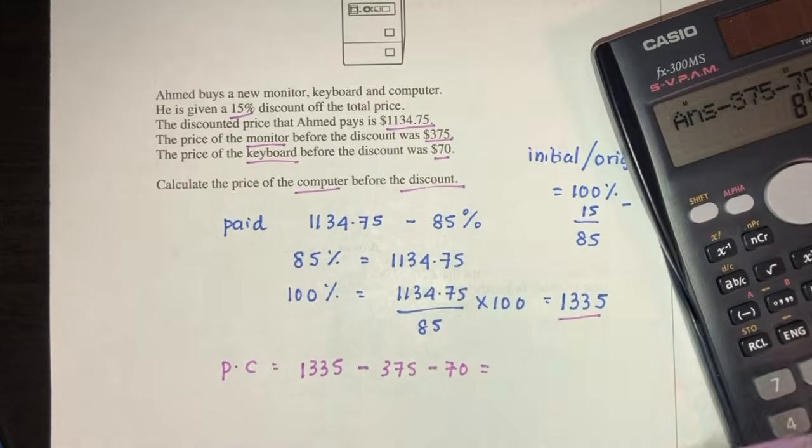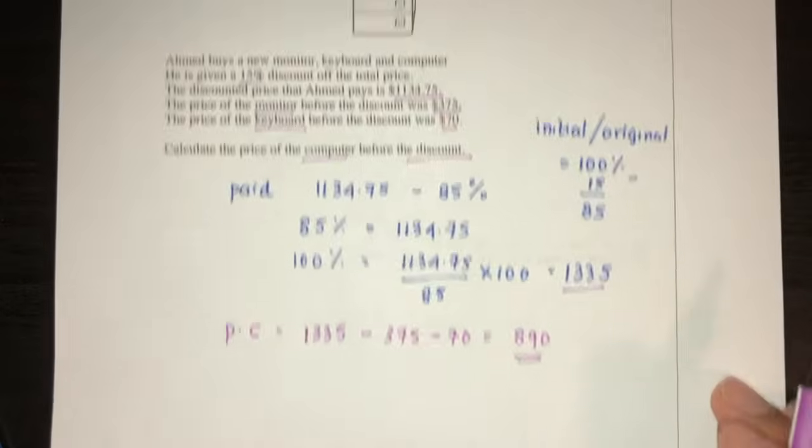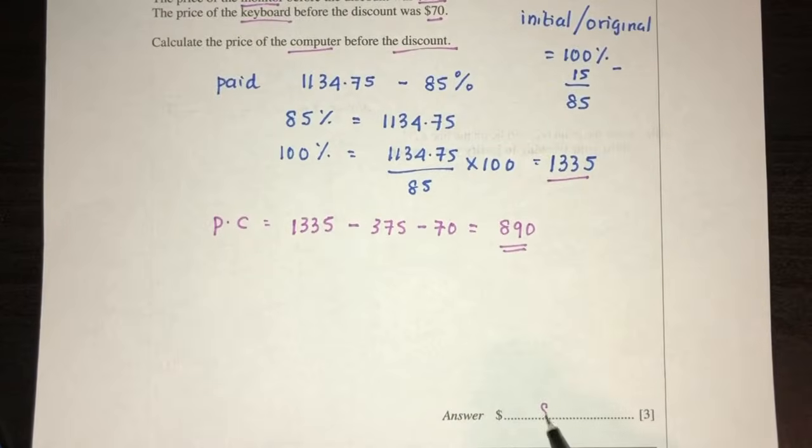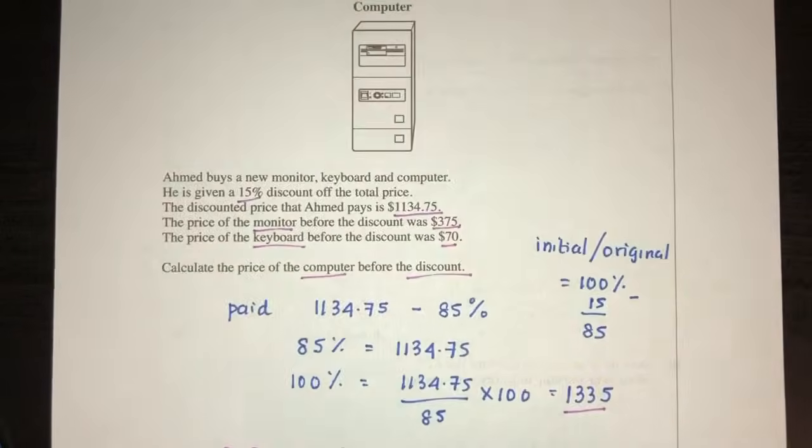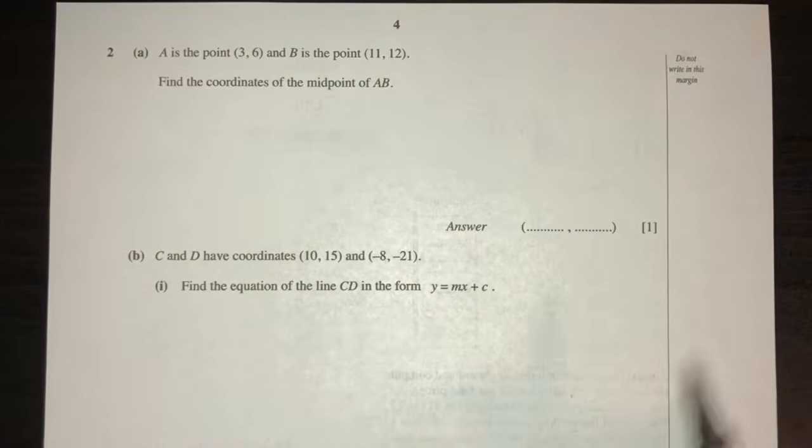That should be 890. So that will be the price of the computer before the discount. And that is question number 1. Let's move on to question number 2.